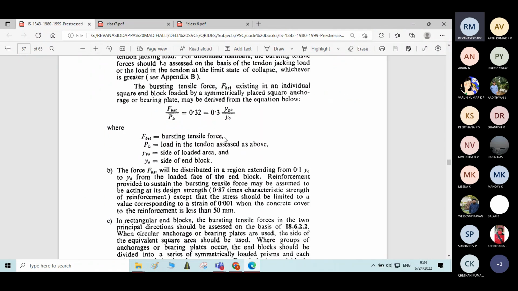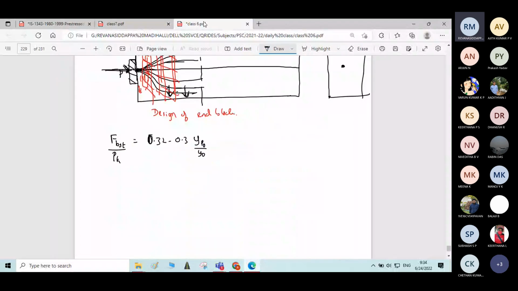Here FBST is the bursting tensile force, and PK is the load in the tendon, that is, the pre-stressing force. YP naught and Y naught are the side of the loaded area and the side of the end block. Y naught is nothing but the side of the end block, meaning this length.